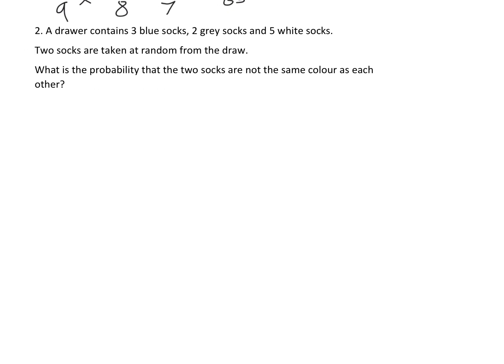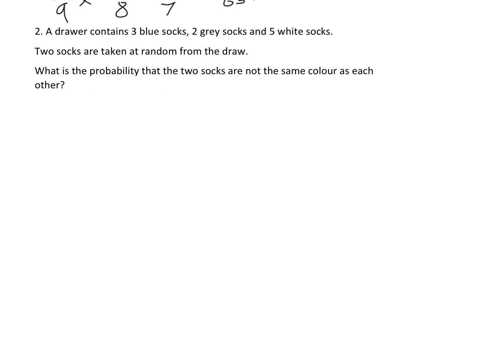Question 2. A drawer contains 3 blue socks, 2 grey socks, and 5 white socks. 2 socks are taken at random from the drawer. What is the probability that the 2 socks are not the same colour as each other? So we're looking for not the same colour. And really in this question, again, the harder ones, the hardest bit is deciding how to think about the question, how to gather the information together. And once you can get a nice way to look at it, actually the question becomes more simplistic.